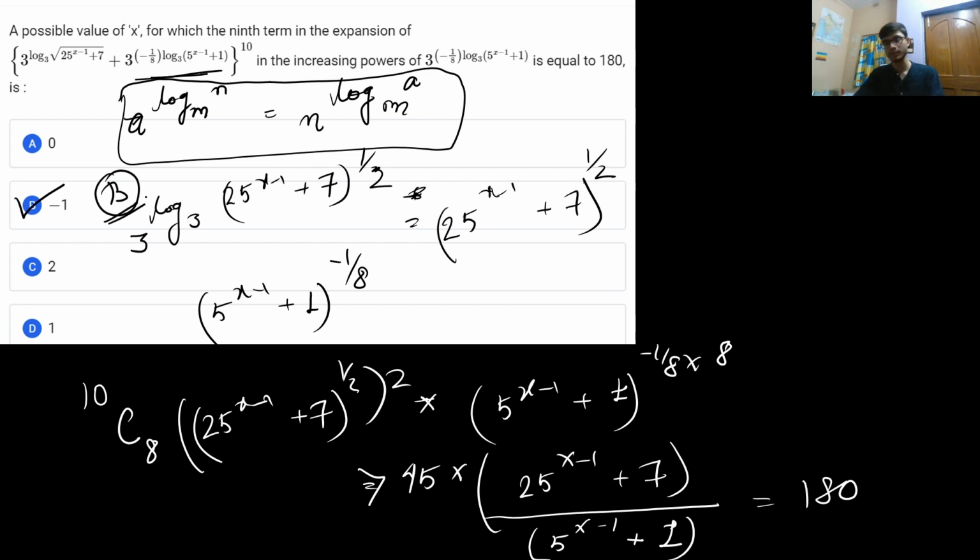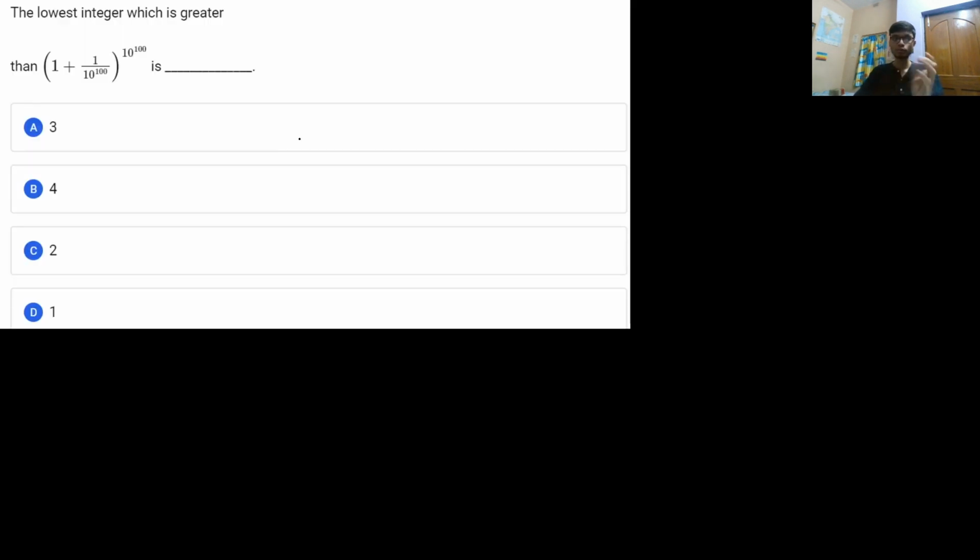I hope this particular thing is clear. And let us move to the last problem in today's lecture of the important JEE Mains problems. So it is asking to find the lowest integer which is greater than this particular number. Okay, with this particular number, it will not be an integral number, but if you see, this is a number, maybe a rational number.